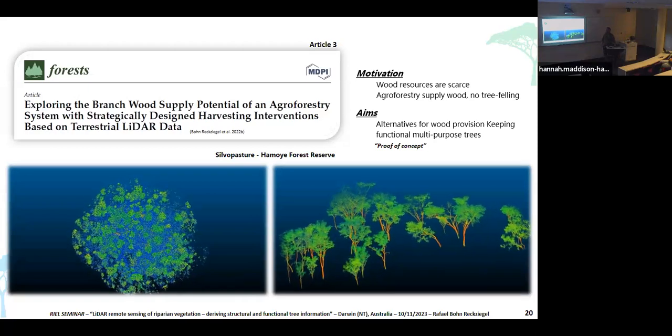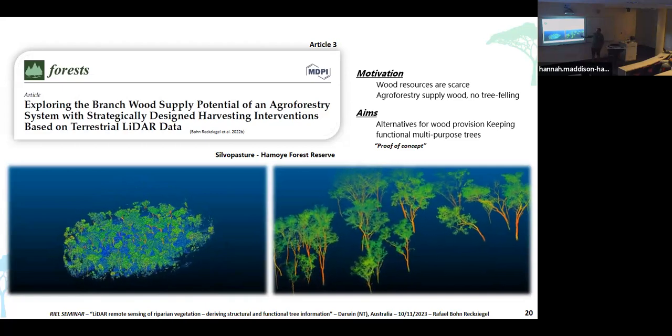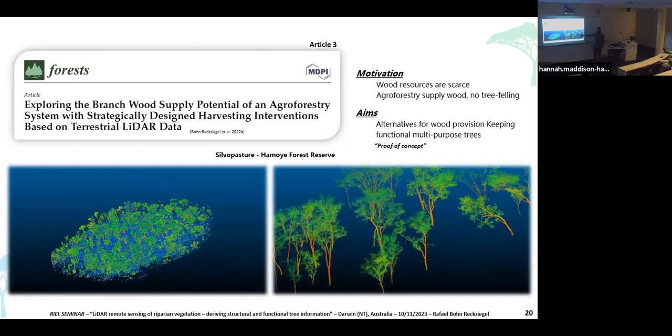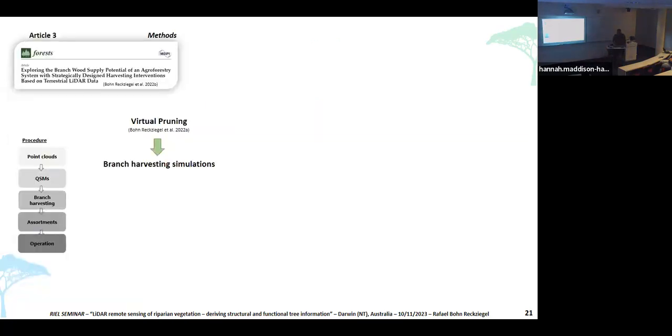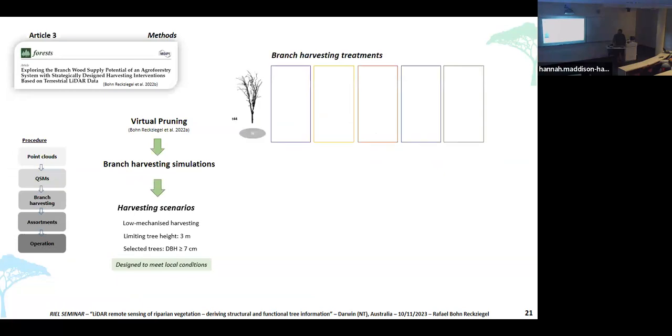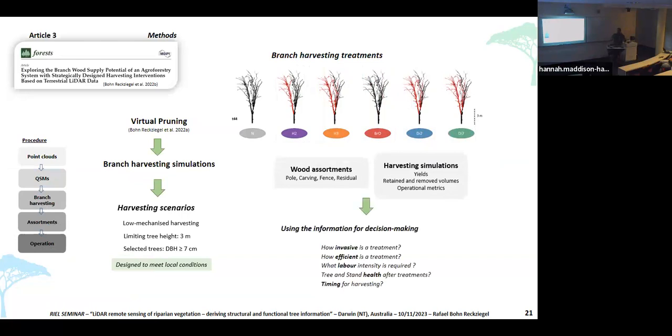You already saw the point cloud before, but that was a study with a silvopastoral system, so trees and livestock grazing on the ground in Namibia. And like before, I introduced these virtual pruning systems, which are branch harvesting simulations now. By organizing all the cylinders, I could also talk about wood assortments that could be produced from that harvesting, and also how much labor would be required.